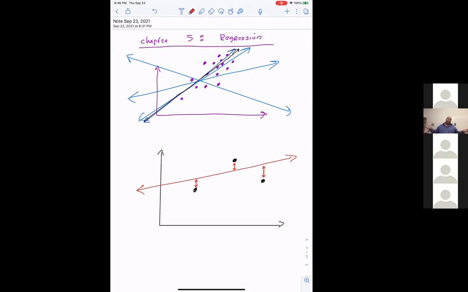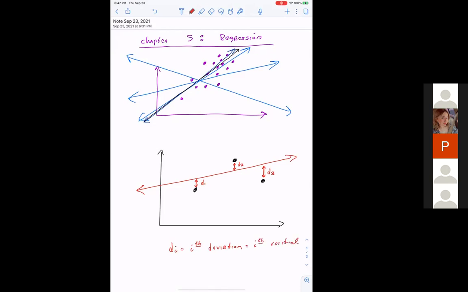Now, when I only have 3 points, I only have 3 vertical distances. It's not a lot of work to compute them. If I had 100 points, I'd have to compute 100 distances. It's a little more work. But with a computer or a calculator, I don't care how many I have, it's pretty much the same. So I'm going to call these D1, D2, and D3 the deviations or the residuals. D sub i equals the ith deviation or the ith residual.